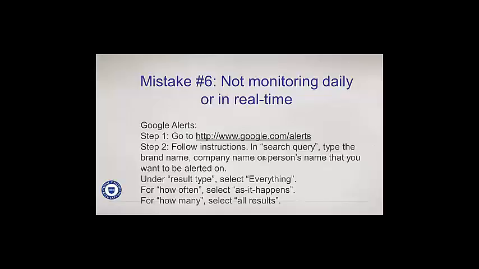If this becomes overwhelming, come back later and change it to something else so you aren't bombarded with too many alerts. For how often, if you want instant updates, select as it happens. You can also choose once a day or once a week. For how many, select all results. Enter your email address that you want to receive the alerts and click Create Alert, and that's it.